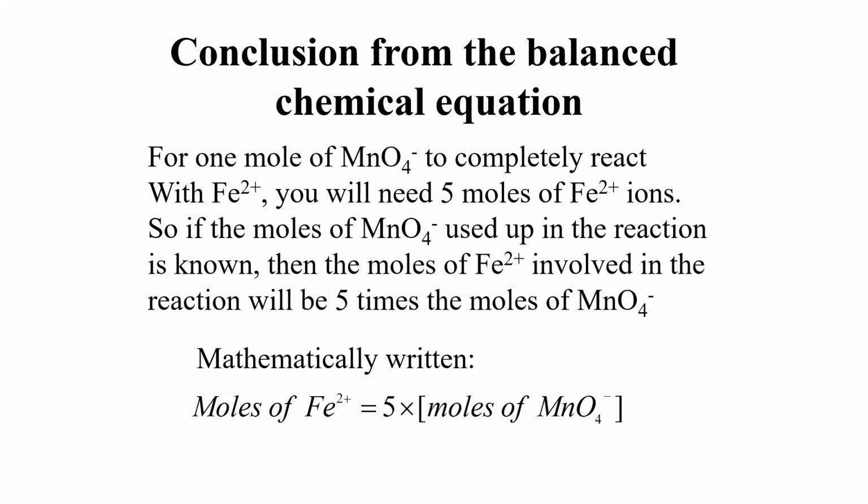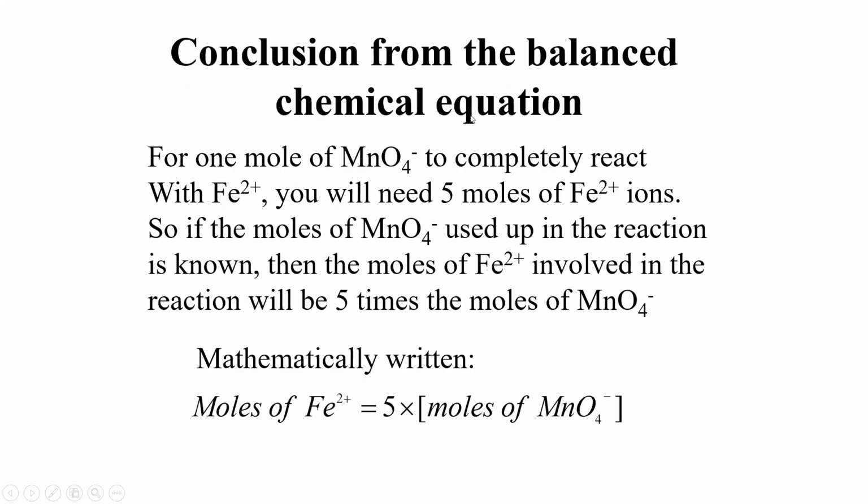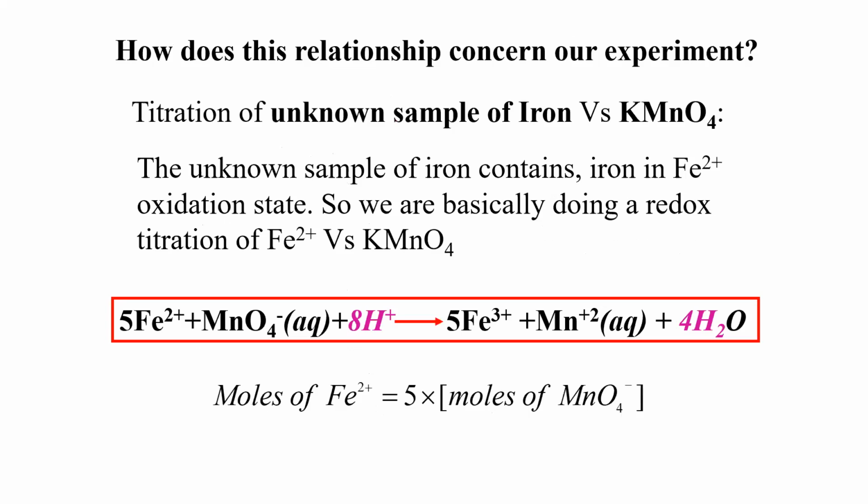So try to learn the balancing of redox equation in a basic medium. So we can see the conclusion we have here is that for 1 mole of KMnO4 to react with iron 2, you will need 5 moles of iron 2. So for 1 mole of this to get oxidized, you will need 5 moles to react with it. And that can only be obtained when we get our balanced equation using the redox method.